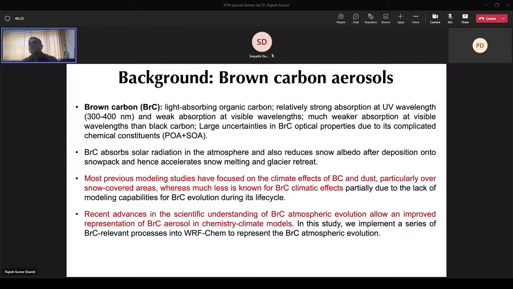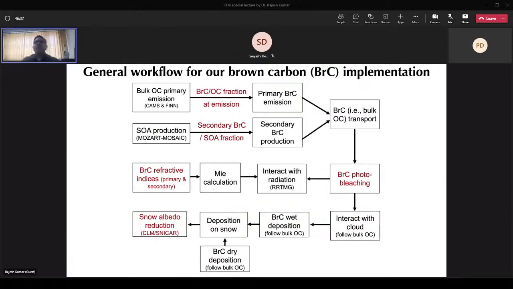So this is the general workflow for our brown carbon implementation. As I said earlier, it has both primary emissions and secondary production in the atmosphere. So we need to account for both of these sources. For the primary emissions, we have developed a parameterization to calculate the brown carbon emissions from the total organic carbon emissions that are available in current inventories. So that's what we call primary brown carbon emissions. And I'll show you what that parameterization is.